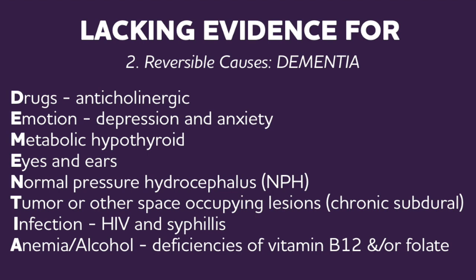N is for normal pressure hydrocephalus. We've talked about the trio of magnetic gait, urinary incontinence, and cognitive impairment. T stands for tumor or other space-occupying lesions, which most often are via chronic subdural. I, for infection, brings in the possibility of HIV and syphilis in patients with the appropriate history. A reminds us to check for anemia, but also remember that alcohol intake can be related to vitamin deficiencies that can produce cognitive change.